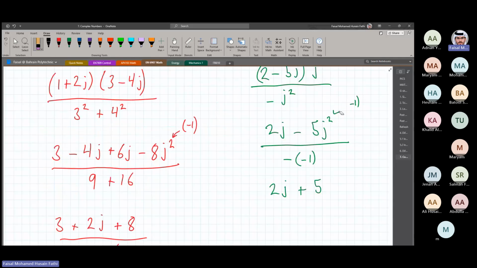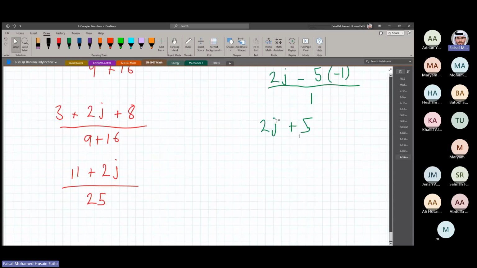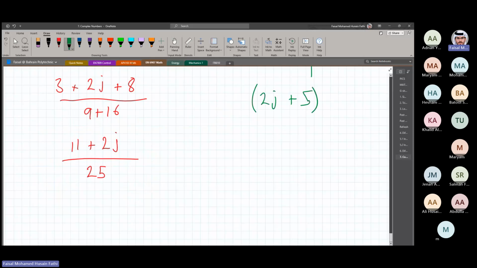Let me do the steps so you guys don't get too confused. This is minus 5 times minus 1 over minus 1 times minus 1, which is just 1. So we can simplify it finally to 2j, and minus and minus becomes plus 5. Now we just combine the green part and the red part.